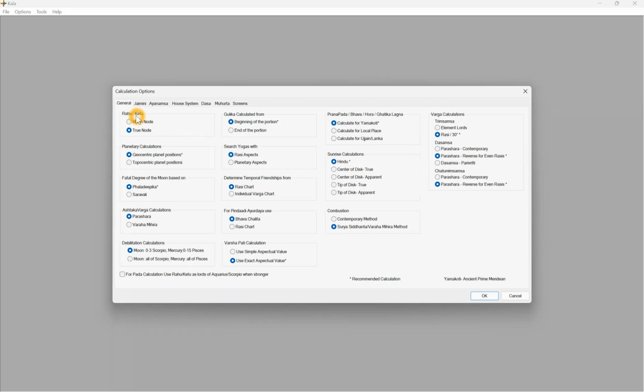The first option here is the option for Rahu Ketu. We have the option of mean node or true node. It's a very common option that all software have. Traditionally, everyone used mean node, where they simply took the mean motion of Rahu and Ketu, the average motion of Rahu Ketu over a long period of time, and they just projected that motion day by day.